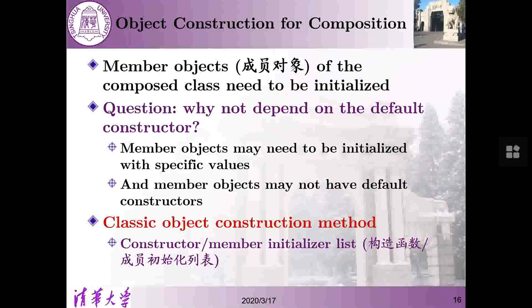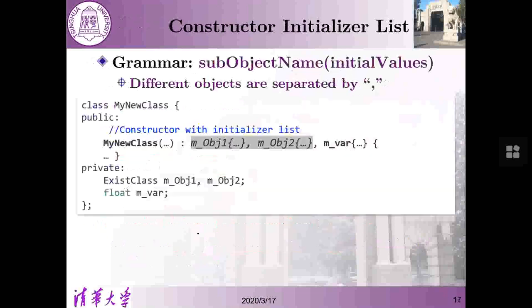Then object construction and composition. For composition, our question is why not depend on the default constructor? This is because member objects of the existing class may need to be initialized with specific values, and also for the member objects, there may not be default constructors. So we need to explicitly construct the member objects. The grammar is a member initializer list or constructor initializer list.